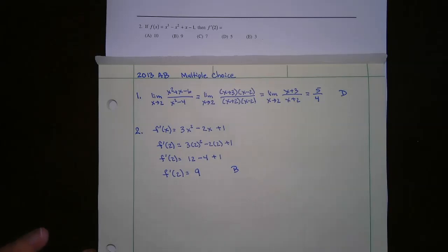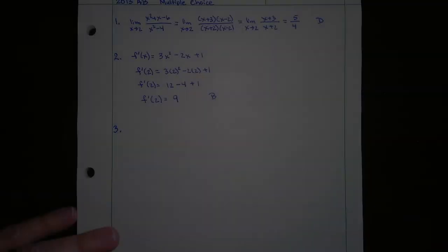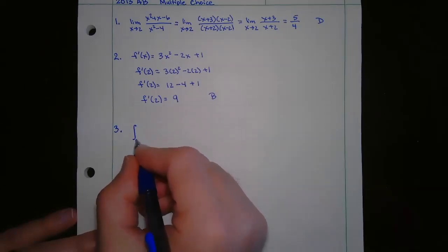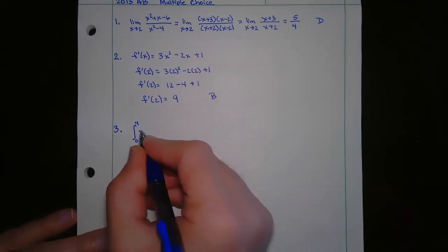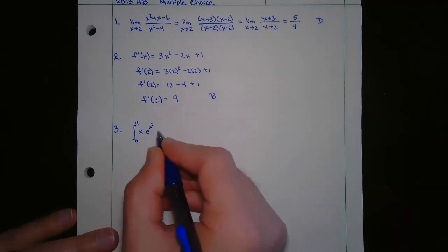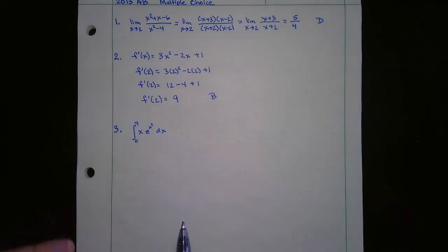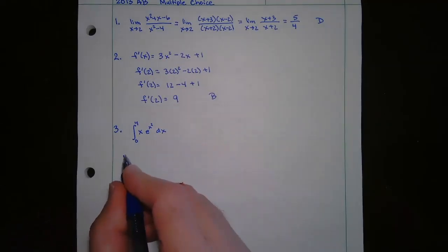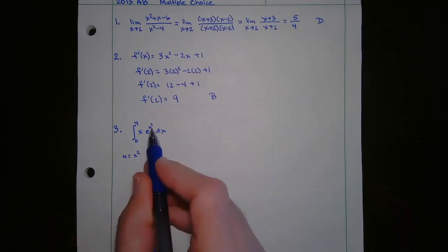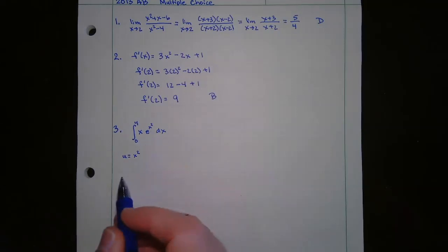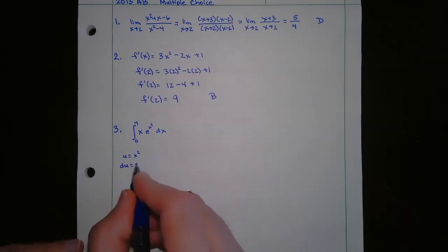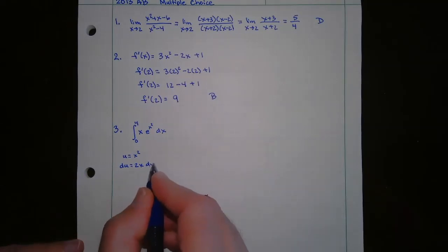All right, let's turn the page and go to the next one. Okay, for number 3, we want to integrate from 0 to 4 of x times e to the x squared dx. This is integration by substitution. We're going to want u to be x squared, because that's going to make this e to the u, and we're going to be able to integrate e to the u. So u is x squared, and that would mean du would be 2x dx.